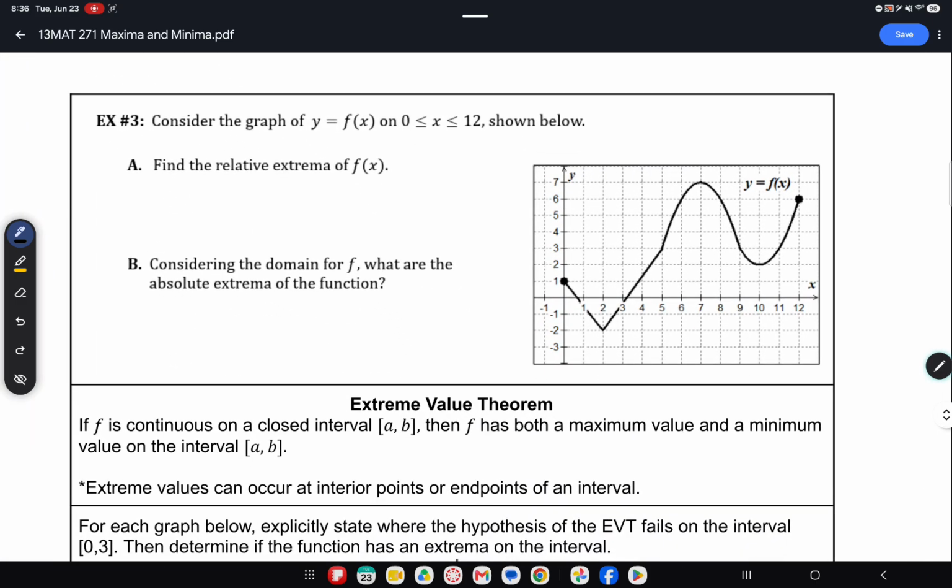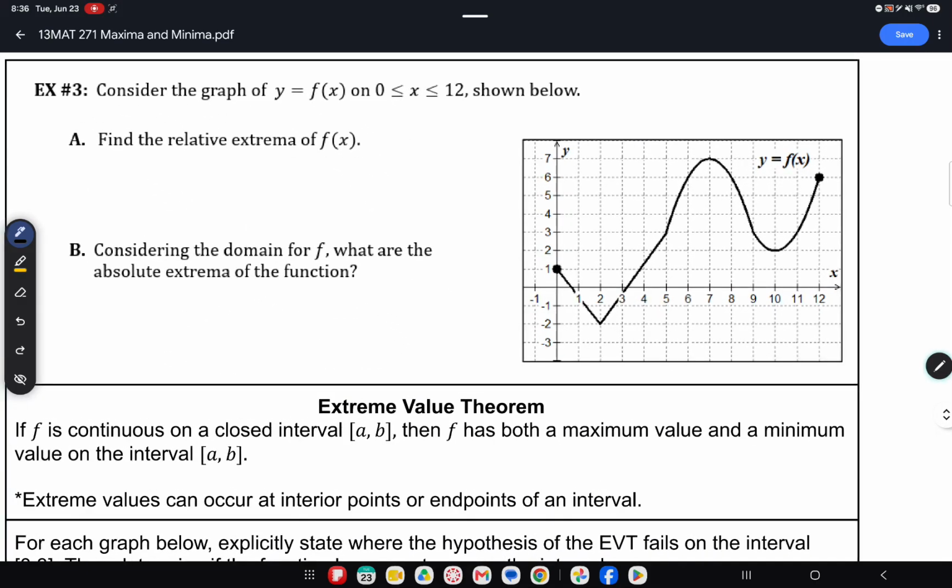Let's get another one. We're going from 0 to 12. Find the relative extrema and the absolute. Okay. So I'm going to do the absolute first. So absolute max, absolute min. This is the highest. It's an absolute maximum of 7. And see, the question says, what are the absolutes? So I'm going to leave it as the y values. And the minimum, this is the lowest, so -2.